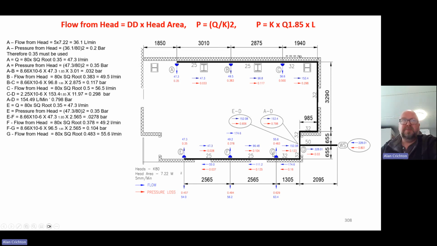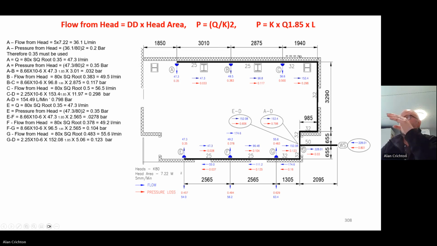Right, so the last piece of pipe is from G to D. So to do that, what we need to do is we take the flows from each head, E, F, and G, which gives me 152.8. You can see there's a slight difference in flow. And then we take the pressure at head G. Sorry, we've got the flow, we've got the K factor from TB227, table 2, and we've got the length, which is 1305 plus 655 and an elbow. So the pressure loss down E to D is 0.123.